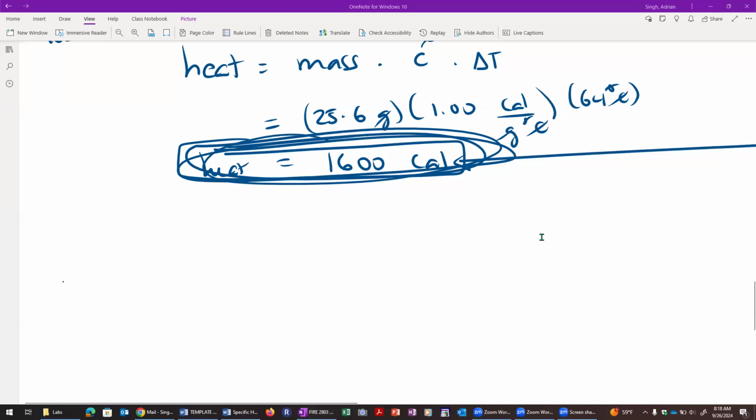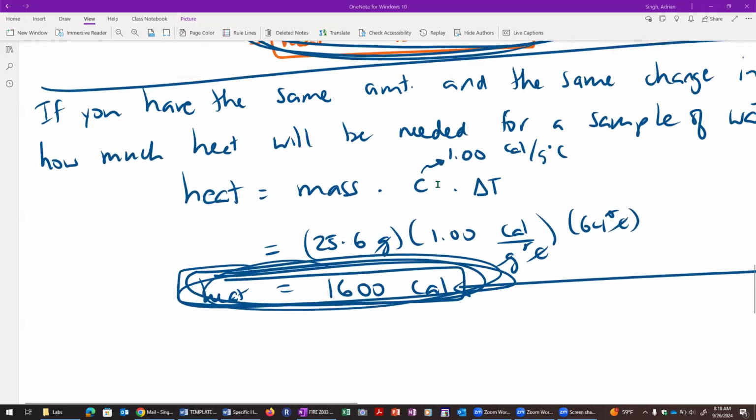Right, so we've seen how we can use the heat equation together with the specific heat capacity of a substance to calculate the amount of heat that's needed to raise the temperature of a particular amount of a substance by a certain temperature change, just by substituting the values in here. Now remember, if we are going to raise the temperature of something, this would be the amount of heat that would need to be provided to the system.